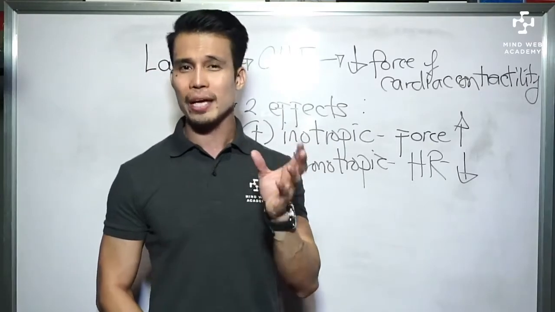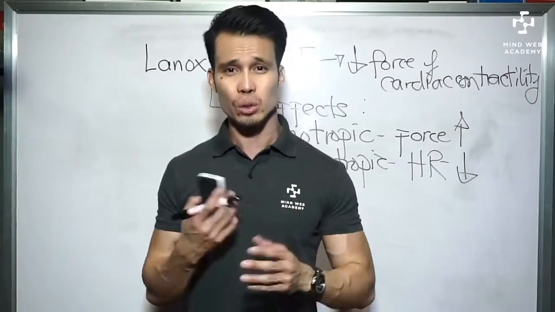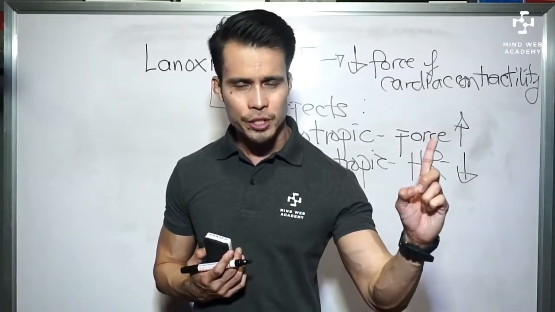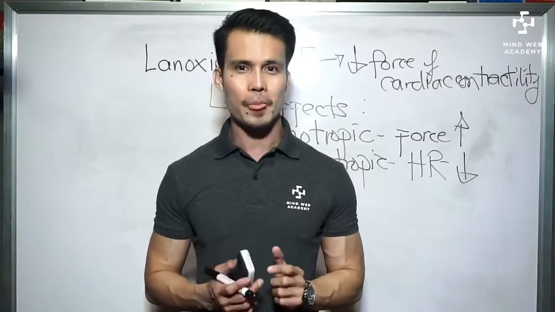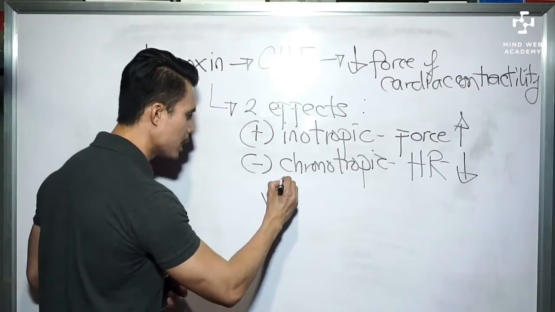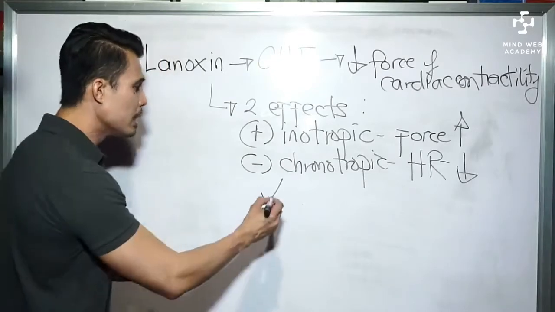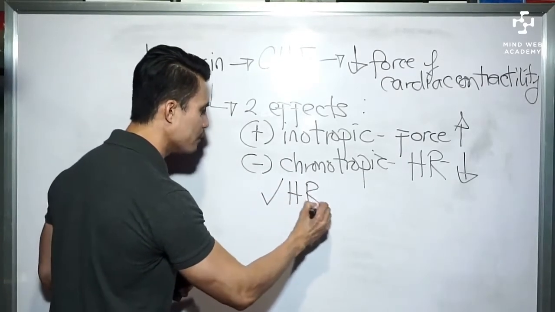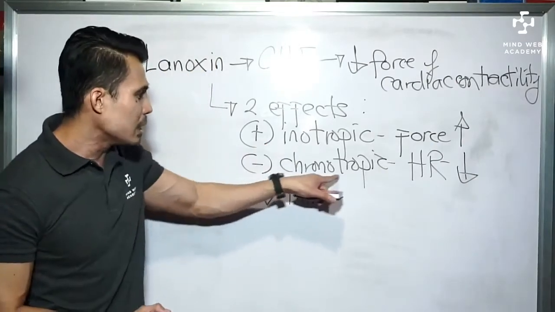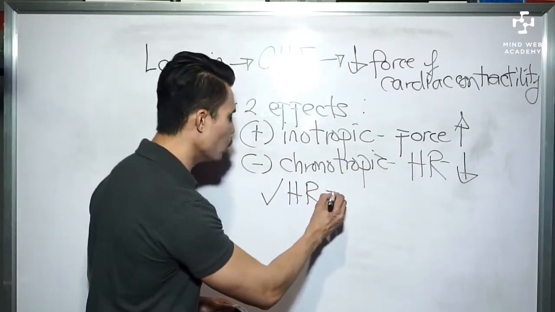From these two effects, nurses, you can now make a conclusion. Ano yung magiging nursing implication nun? May positive inotropic siya and may negative chronotropic po siya. So this will be the nursing implication. As nurses, the hallmark nursing responsibility for a patient taking lanoxin is to check the heart rate for 1 full minute, because it has what? Negative chronotropic effect. It can lead to bradycardia. So check the heart rate for 1 full minute.